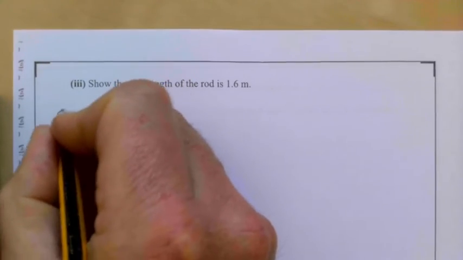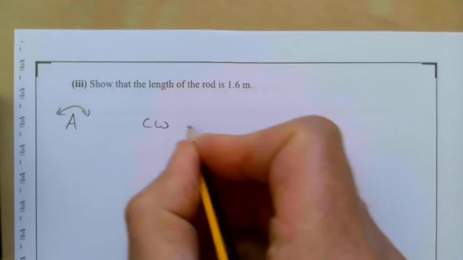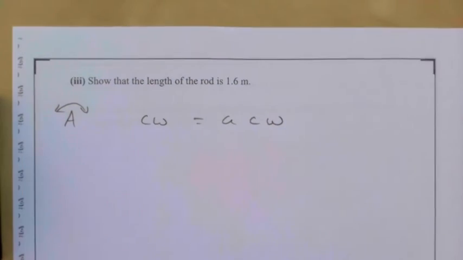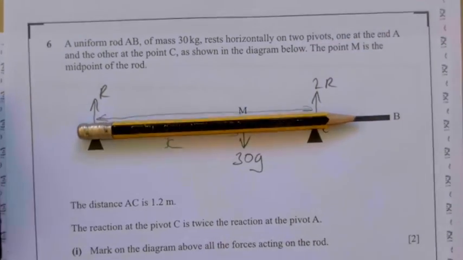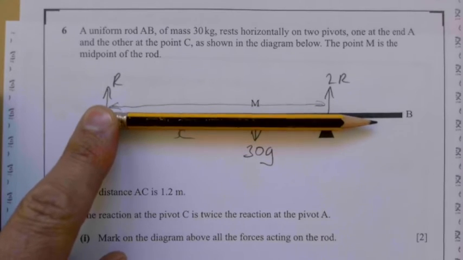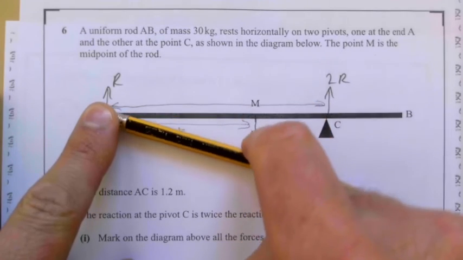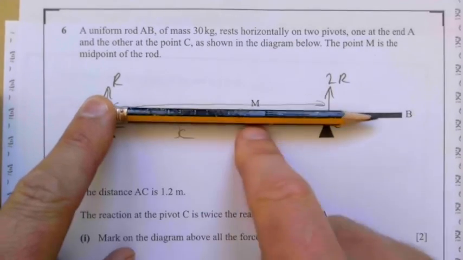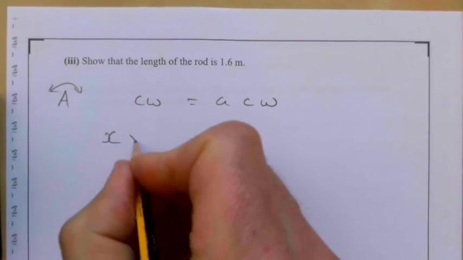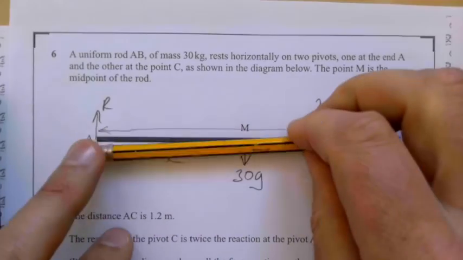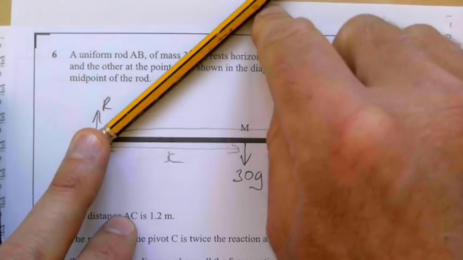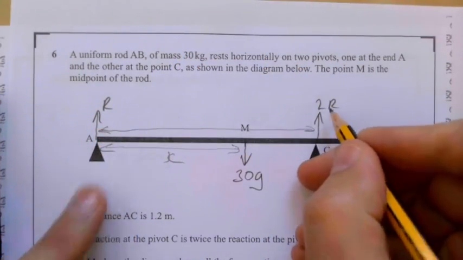So let's set up our moments. We're taking moments about the point A, and our clockwise moments equal our anti-clockwise moments. The pivot is here, so I put my finger here and then move in the direction of the arrow. This one I can see is taking it clockwise, so that's going to be X times 30G. And this one's taking it anti-clockwise. That's 200, because we worked out that R was 100.